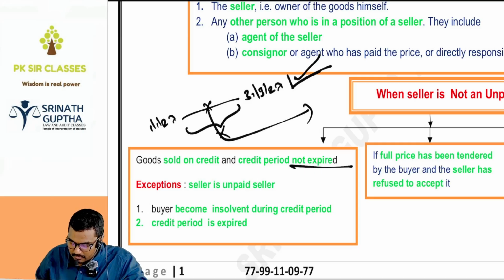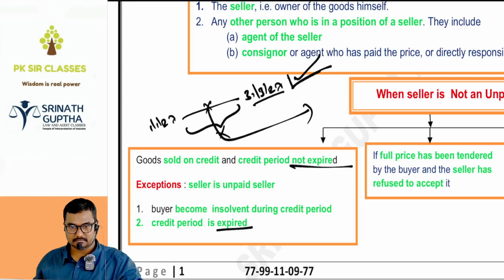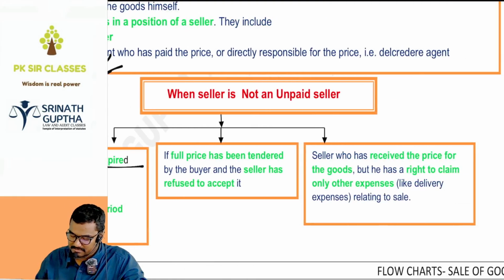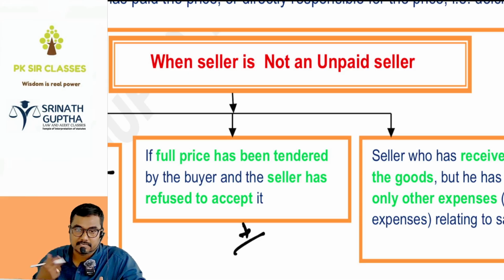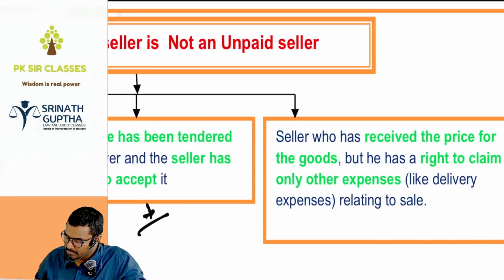And if goods are sold on credit and the credit period is expired, say on 31st March, and the buyer is not making the payment, I am said to be an unpaid seller. If the full price has been tendered by the buyer but the seller is not accepting it, I am not an unpaid seller because that is not the buyer's fault.